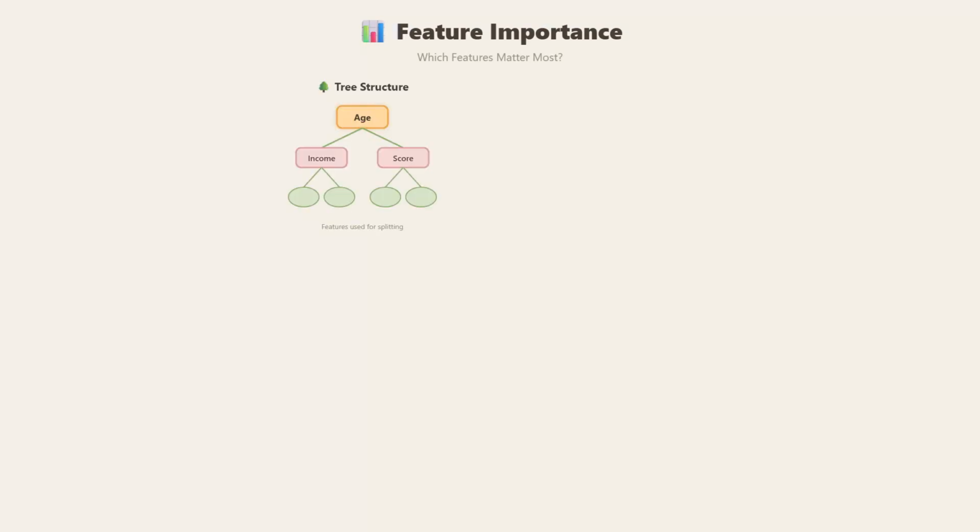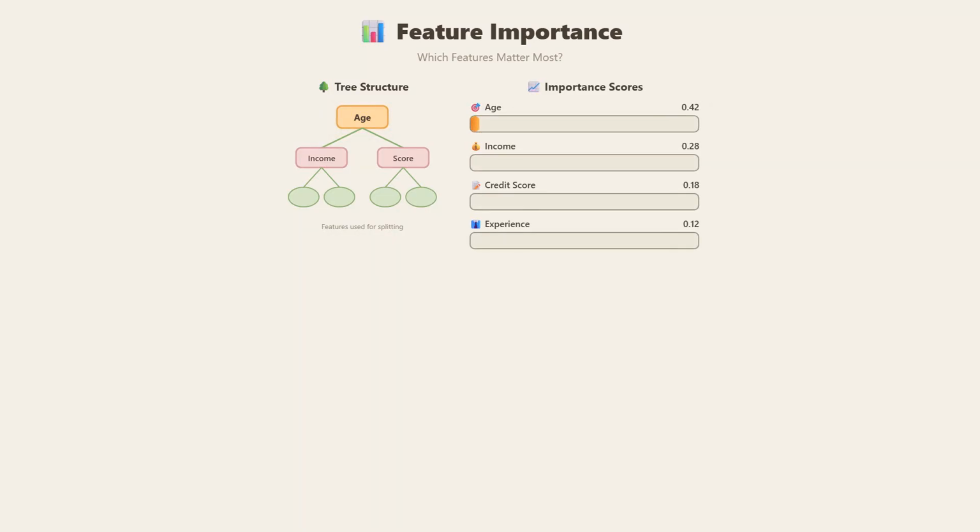This tells us which features contribute most to the model's predictions. Looking at the tree structure, you can see different features used at different levels. Age is used at the root node, the most important position. Income and score are used at internal nodes below.